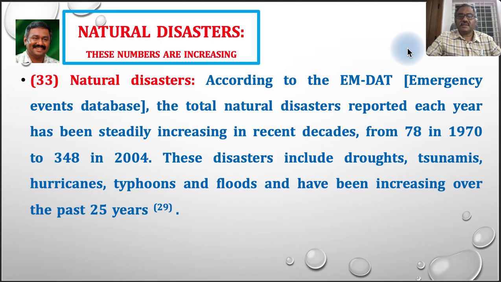Natural disasters. These numbers are increasing. According to the emergency event database, the total natural disasters reported each year has been steadily increasing in recent decades, from 78 in 1970 to 348 in 2004. These disasters include drought, tsunamis, hurricanes, typhoons, floods, and have been increasing over the past 25 years.